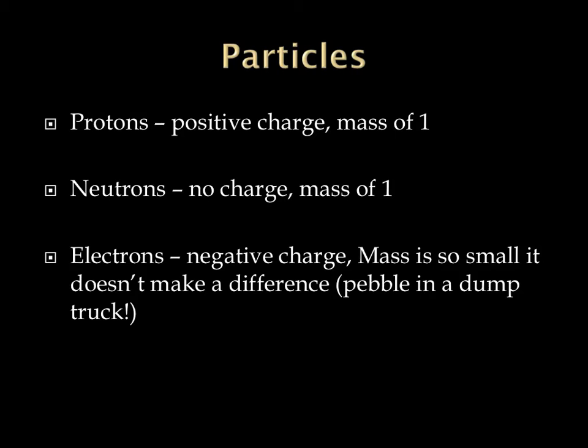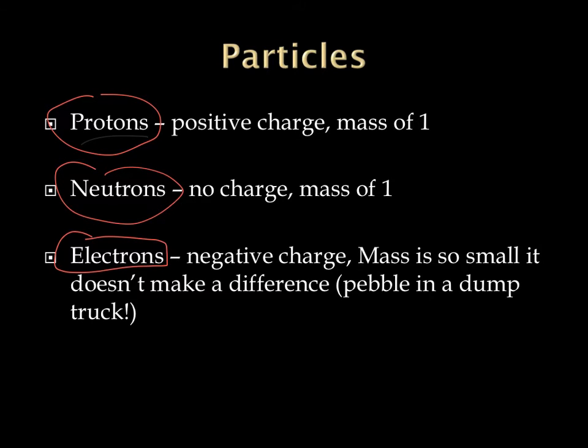Alright folks, so when we start talking about atoms, let's talk about the particles that make them up. There's three basic particles in an atom: protons, neutrons, and electrons. You can see there what their charges are, as well as their mass. Protons and neutrons are what have all the mass. Electrons are about 10,000 times smaller than protons and neutrons, so even though they have mass, they don't effectively change the mass of an atom. It's kind of like putting a pebble in the back of a dump truck. The pebble's there, but does it really make the dump truck any heavier?